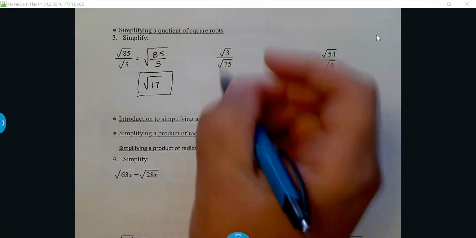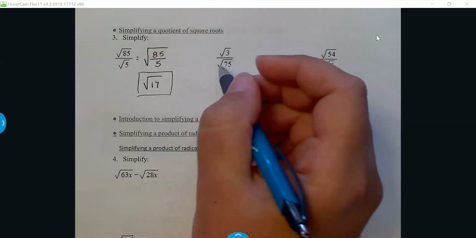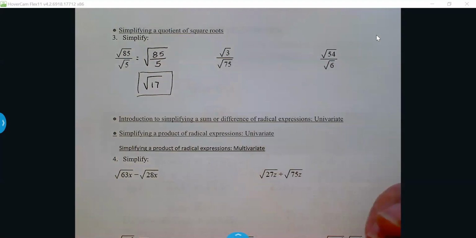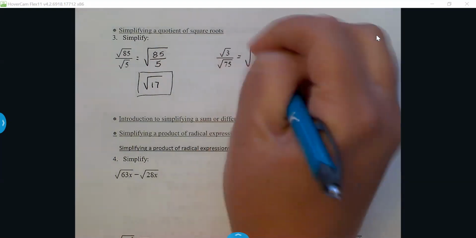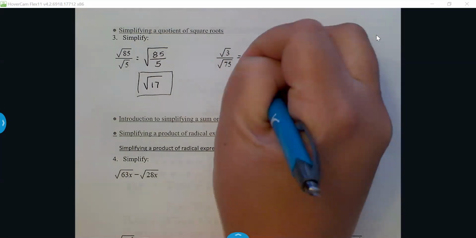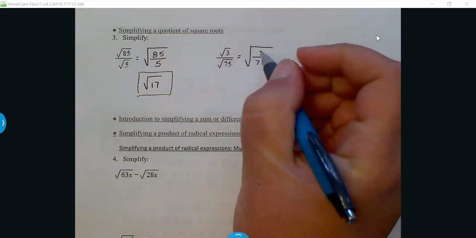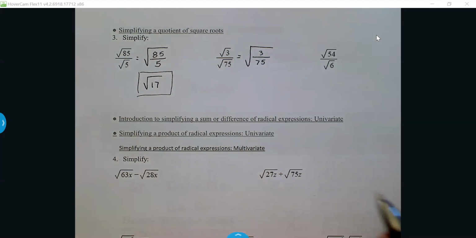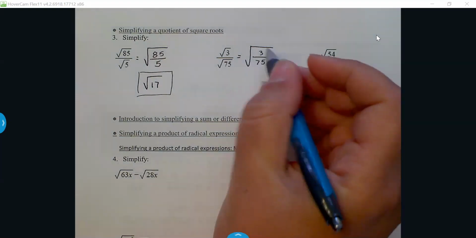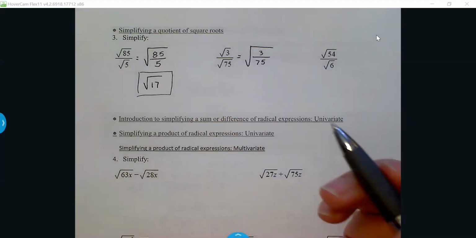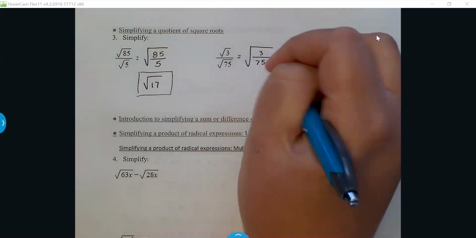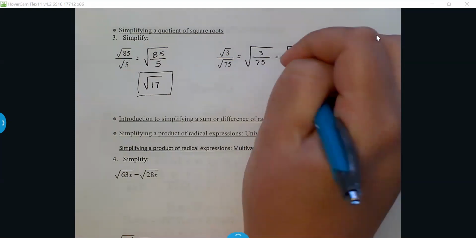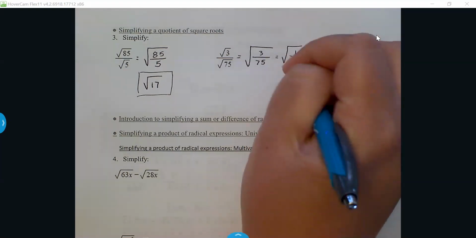Okay. Here I have the square root of 3 divided by the square root of 75. So I make this the square root of 3 over 75. Now 3 can't be divided by 75, but I can simplify or reduce that fraction. So I'm going to make that the square root of 1 over 25.